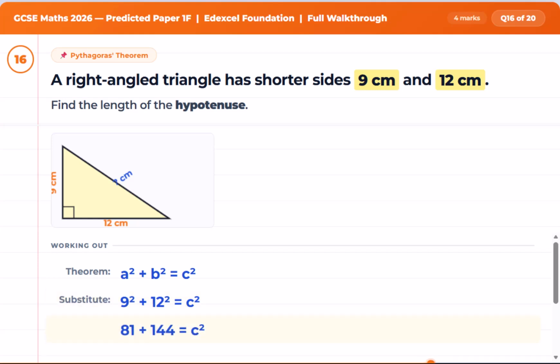9 squared is 81. 12 squared is 144. 81 plus 144 equals 225. Take the square root. The square root of 225 is 15. The hypotenuse is 15 centimeters.